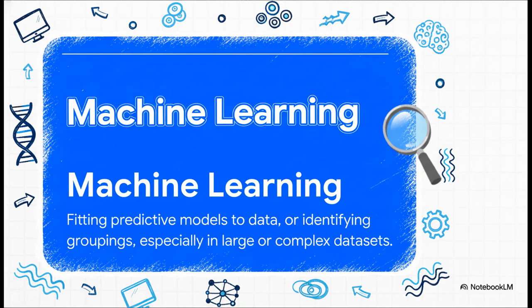So, the formal definition of machine learning is really just that. It's the process of fitting these predictive models to data. It's a way to computationally recognize patterns, and it's especially critical when the data is just way too big for any single person to wrap their head around.